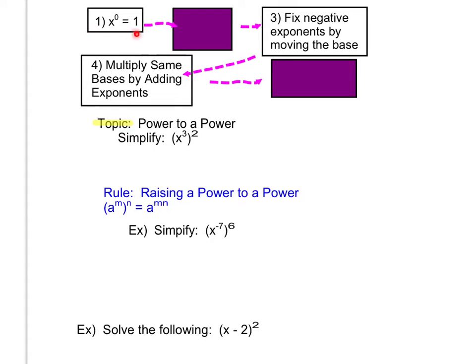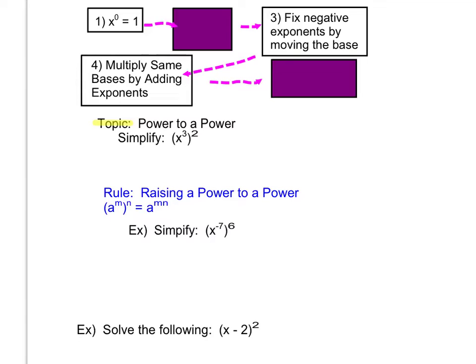So we have learned so far that anything raised to the 0 power is 1. We've skipped step 2 and learned that we always fix negative exponents. When they move or travel, they lose their negative. So if they're on top, they lose the negative when they travel to the bottom. When they're on the bottom, they lose their negative when they travel to the top. Only exponents, not numbers. And we've learned that we can multiply same bases if we add exponents.